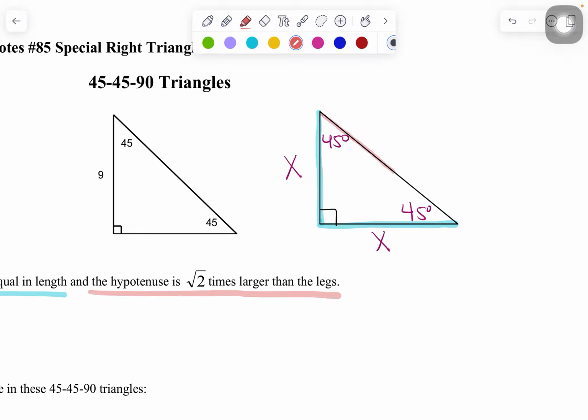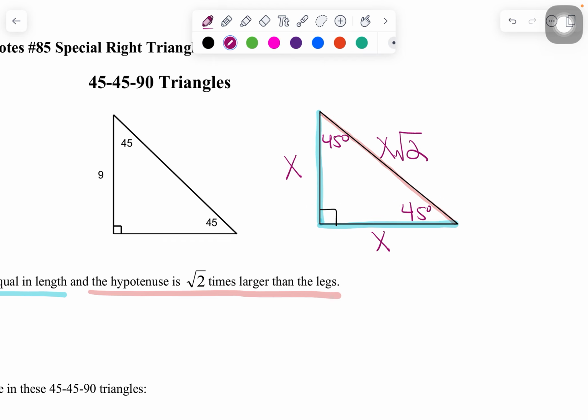Okay, so once we know those two, the hypotenuse is the longest side, right? It is the side opposite the right angle. When in doubt, turn your right angle symbol into an arrow, and it will literally point across the triangle to the hypotenuse. The hypotenuse is root 2 times larger than the leg. So the leg was x, and I'm going to multiply that by root 2. So that's the relationship between any 45, 45, 90 right triangle. And it only applies if you have a 45, 45, 90 right triangle.